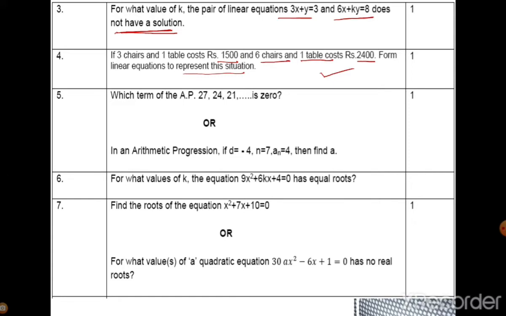That type of question may come in 2 marks. And one more thing, they can ask you to solve by a particular method, then it will be 3 marks. Like that, the marks will be increasing. Here we only have to write the form of the equation. If I say 1 chair costs x and 1 table costs y, then what type of condition will be there?